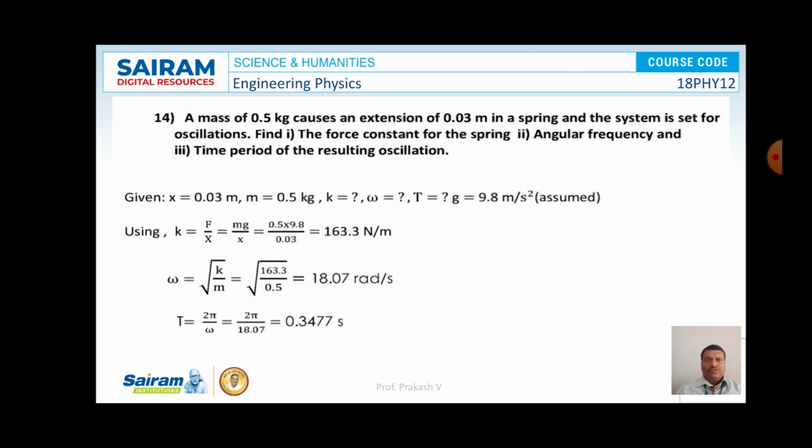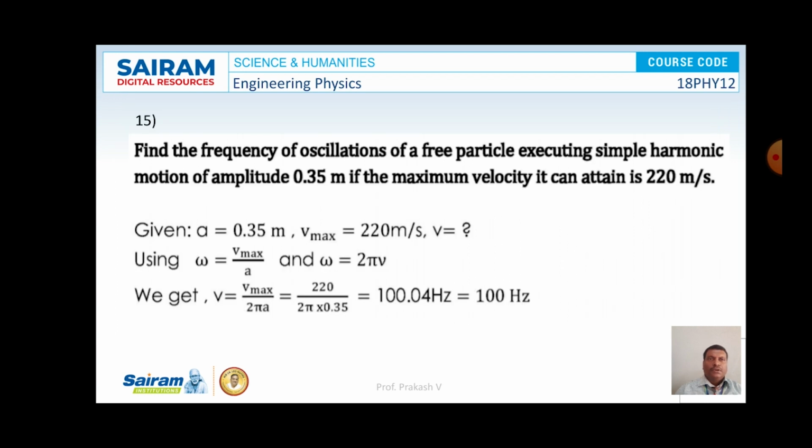And we know that omega is equal to square root of k by m, or square root of 163.3 by 0.5, that is equal to 18.07 radians per second. So this is the value of omega. And further we know the period T is equal to 2 pi by omega. So that is equal to 2 pi by 18.07. On simplification, the value of T is equal to 0.3477 seconds.